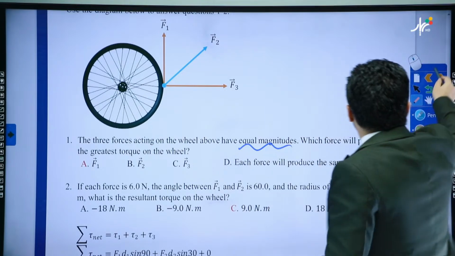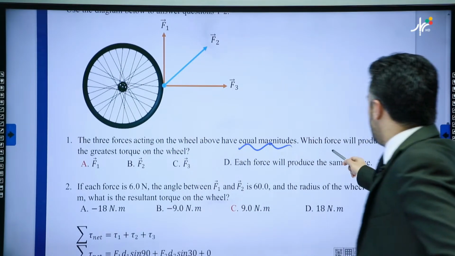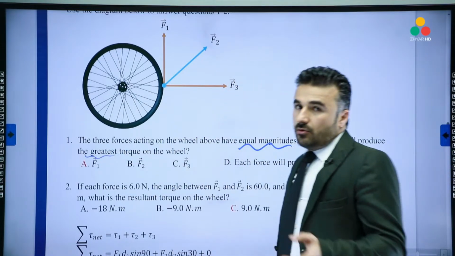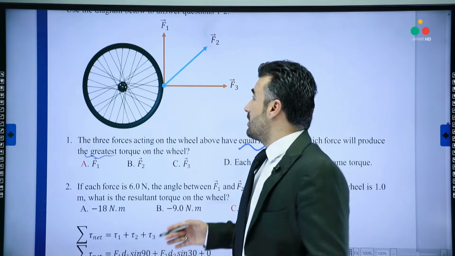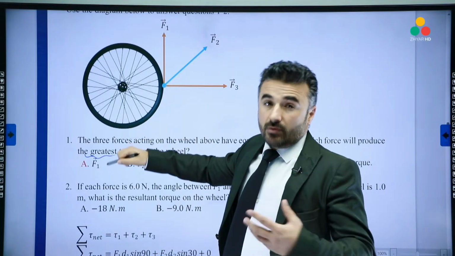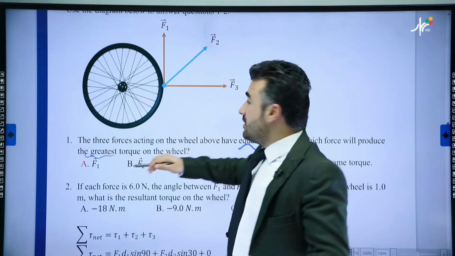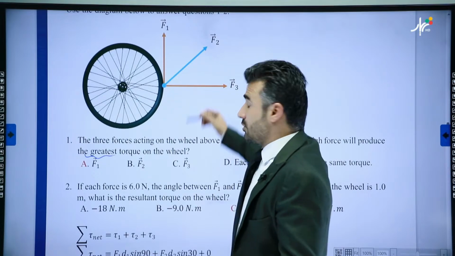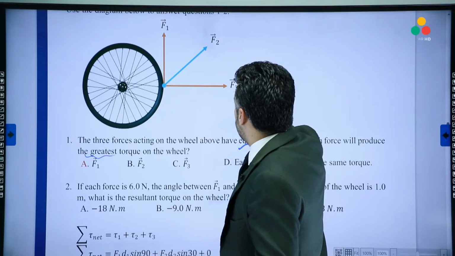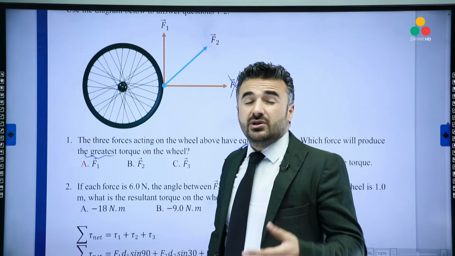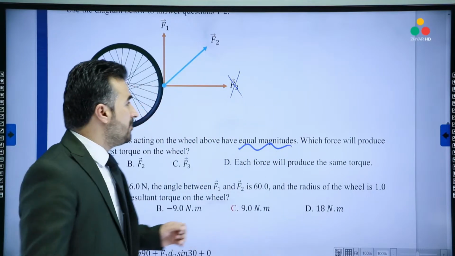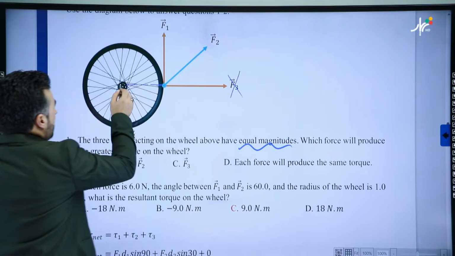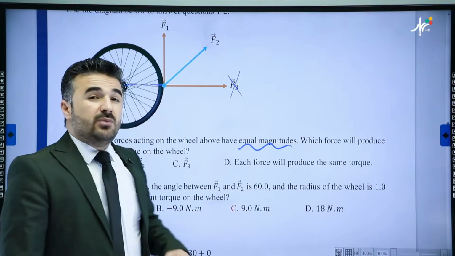It says, which force will produce the biggest torque on the wheel. We have 3 forces acting on the wheel trying to rotate the wheel. Your first impression in this case is that F3 is parallel to the axis of rotation, so F3 produces no torque. Why? Because the extension of F3 is acting on the axis of rotation, so F3 produces no torque.